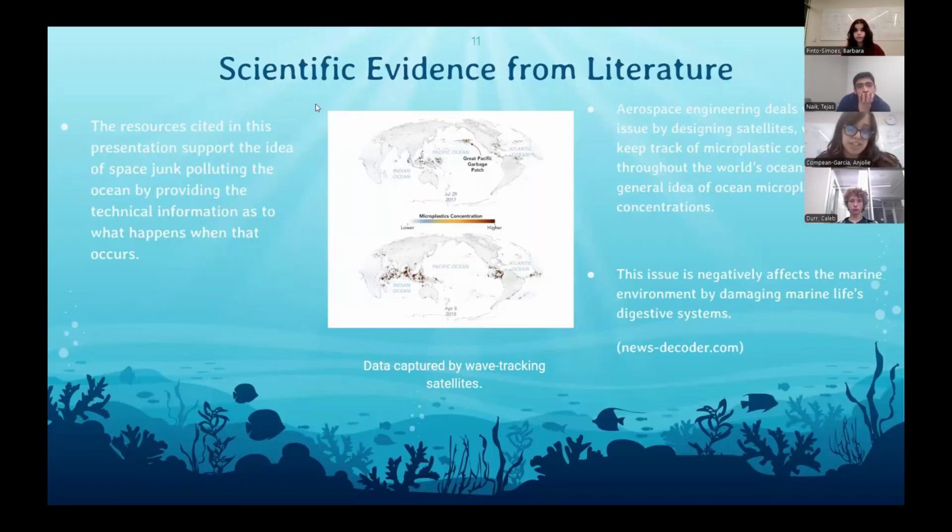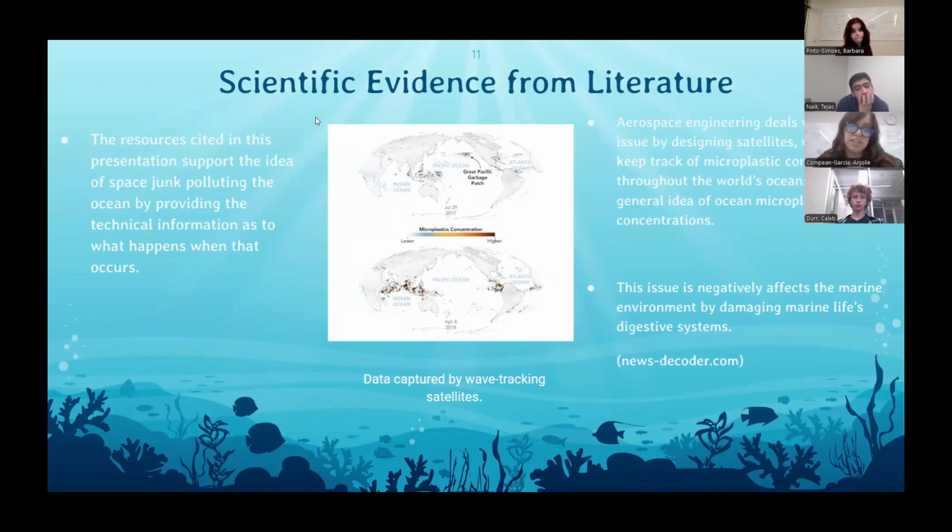Scientific evidence from the literature. So our sources that we included in the presentation gave us information as to what exactly space junk is, what are ways we can solve the issue, and also how it affects the ocean. So to answer the question, what fields of science can help to alleviate this issue? Aerospace engineers are vital participants in designing satellites, and they can design satellites that can keep track of microplastic concentrations throughout the world's oceans.